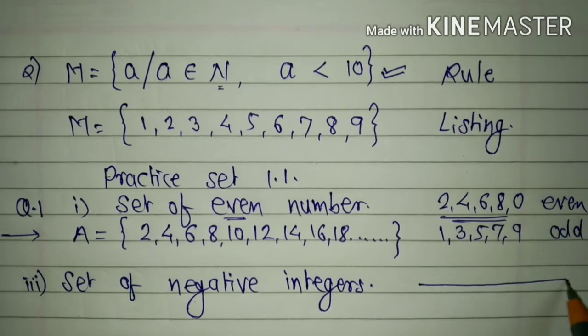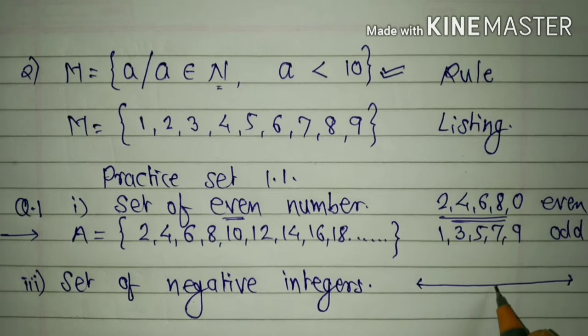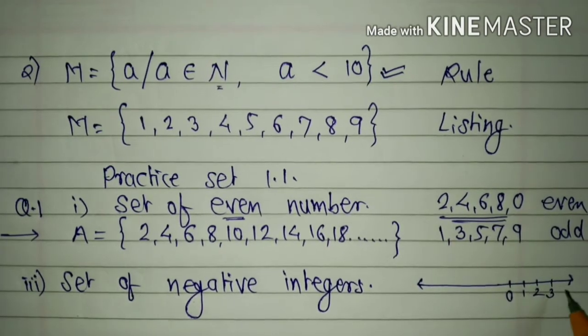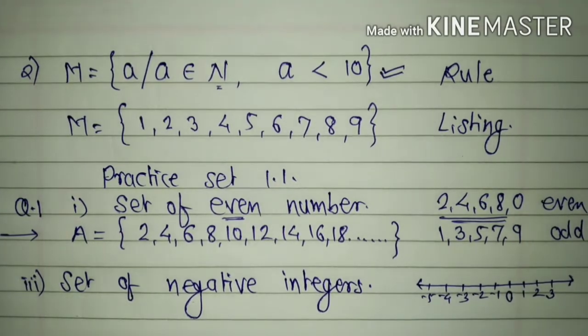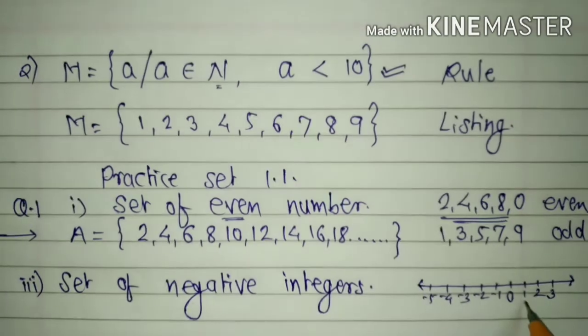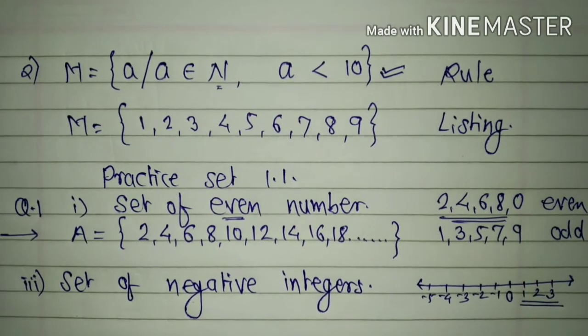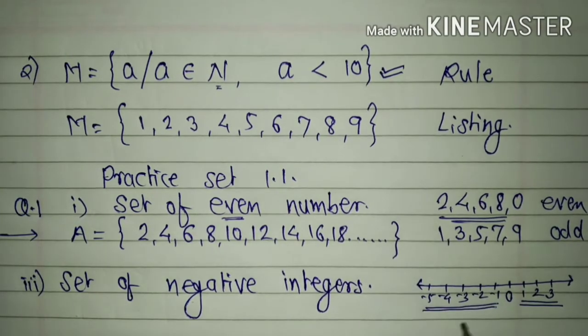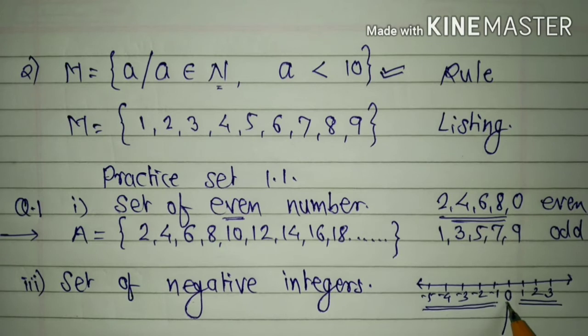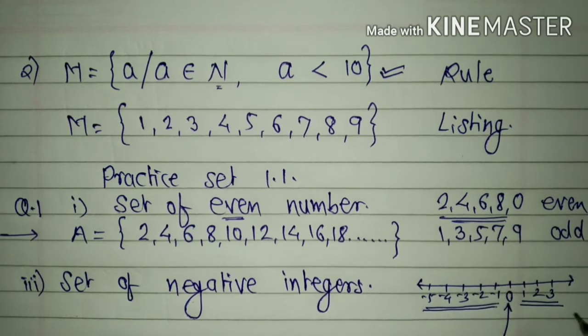We know that this is the number line. Here it is 0, 1, 2, 3 and so on on the right hand side, while -1, -2, -3, -4, -5 and so on on the left hand side. All these numbers are positive integers, and these are the negative integers. Remember, 0 is not positive, not negative. 0 doesn't have any sign.